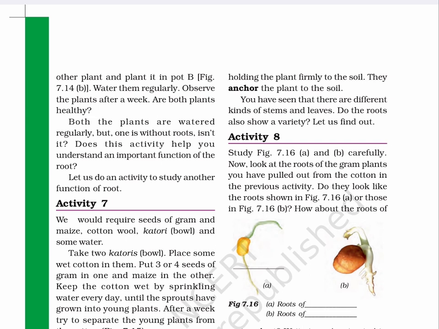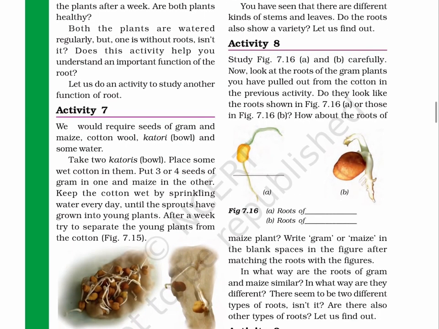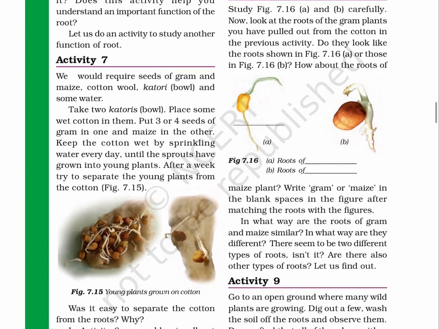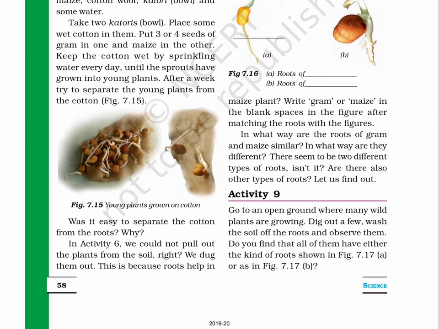Put 3 or 4 seeds of gram in one and maize in the other. Keep the cotton wet by sprinkling water every day until the sprouts have grown into young plants. After a week, try to separate the young plants from the cotton.